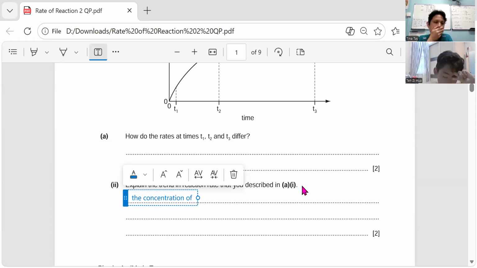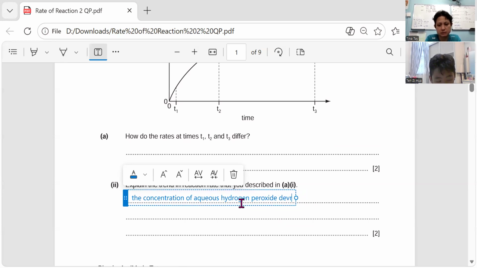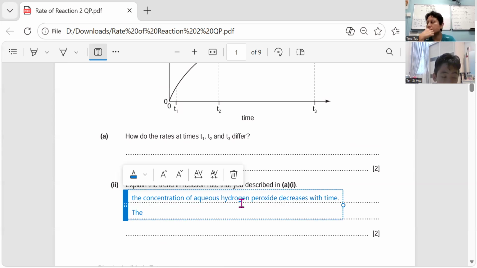What are we using in this reaction? Concentration of... wait, let me go check back. Manganese oxide. No. Look again. Which one is a solution? Aqueous hydrogen peroxide. Yes. The concentration of aqueous hydrogen peroxide decreases with time. Okay, so which one is concentration? Look at your notes. The amount of particles per unit volume.